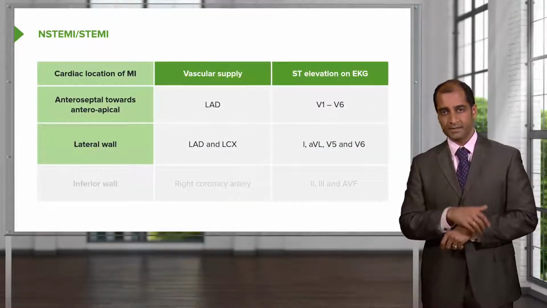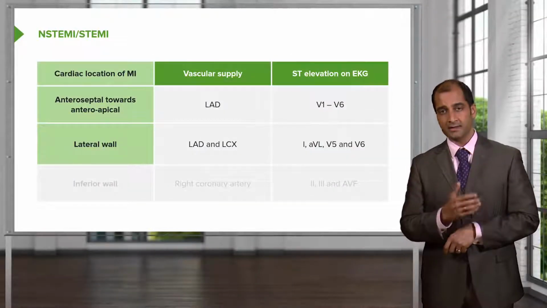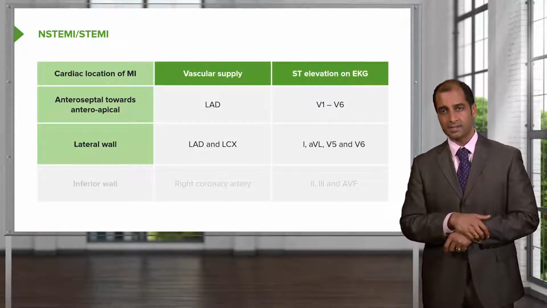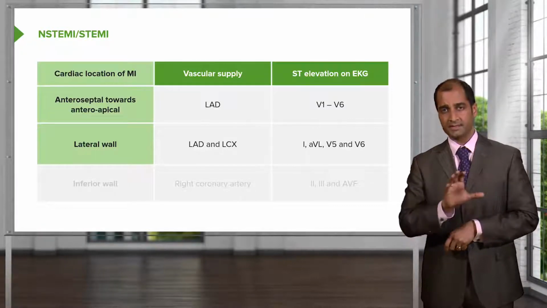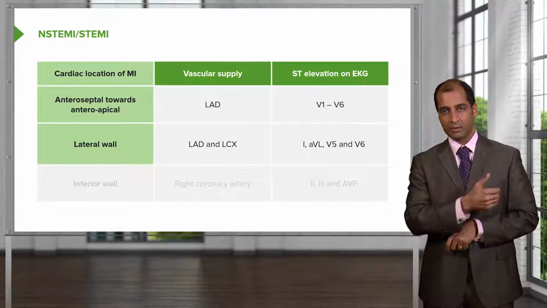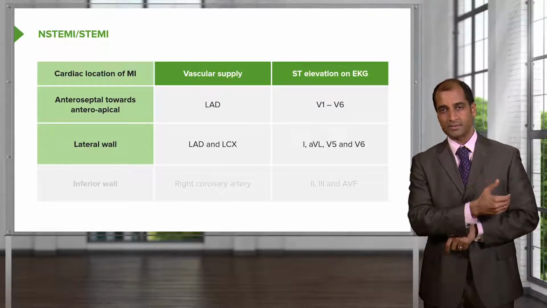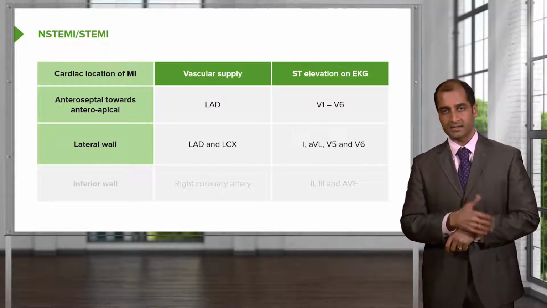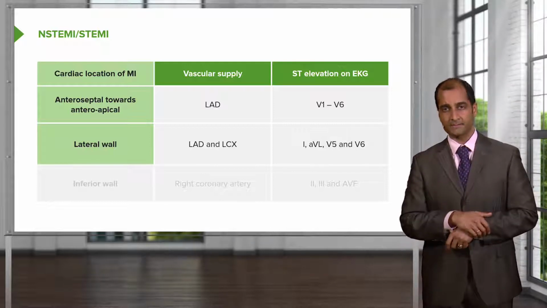Okay, now, what if it is the lateral wall? Then it's the left circumflex more so. And this would be your V5, V6. That is official. And we have lead 1 and AVL. Absolutely lateral. Left circumflex should be your focus here. Left anterior descending could be involved, but your focus, left circumflex.